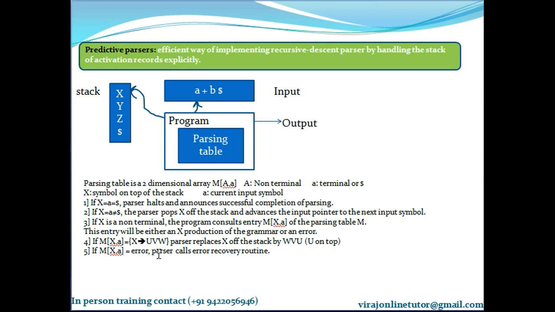If there is a production defined over there in a cell, then the parser replaces the topmost non-terminal with its production. Simple. If the topmost symbol is a non-terminal, it refers to the table which I just showed you: that non-terminal, comma, current input symbol. If you get some production there, the parser replaces that non-terminal with its production. And if that cell is empty in the table, you report an error.